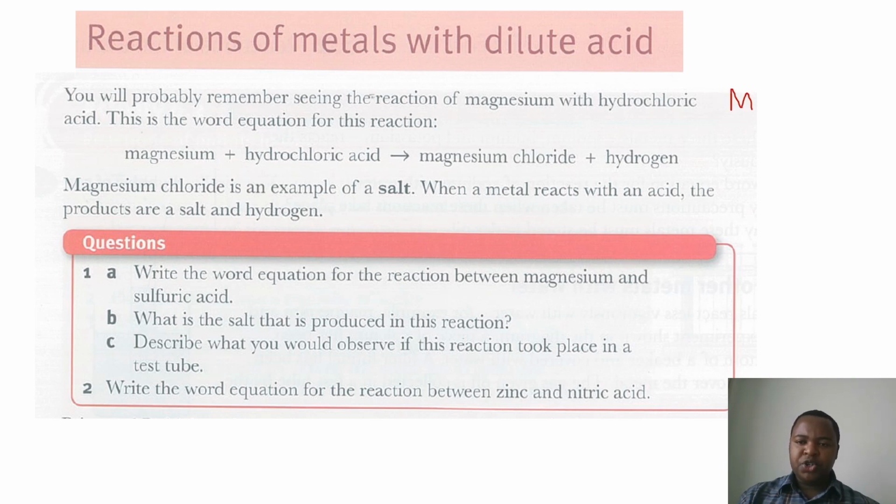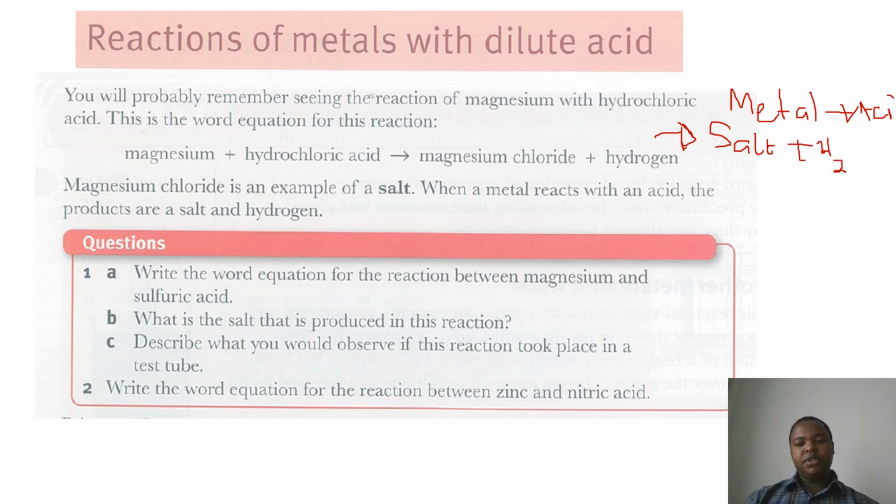Now, when metals react with acids, I think we wrote the general equation in our previous discussions. A metal reacting with an acid, we get two things. The product is you get a salt plus hydrogen gas. This is what you get when metals react with dilute acids. We have covered magnesium before, that is why you see it appears here. So magnesium is reacting with hydrochloric acid.